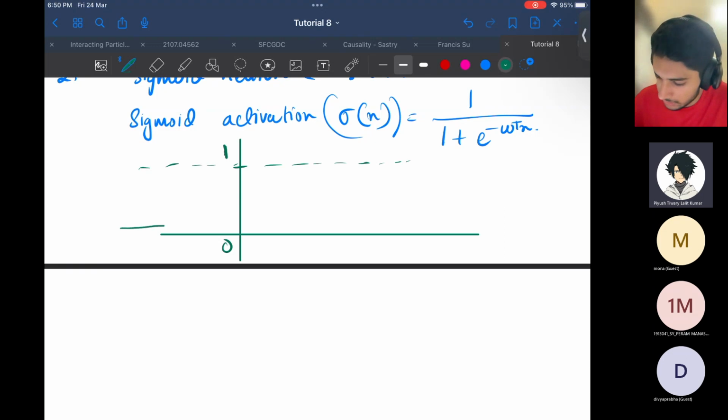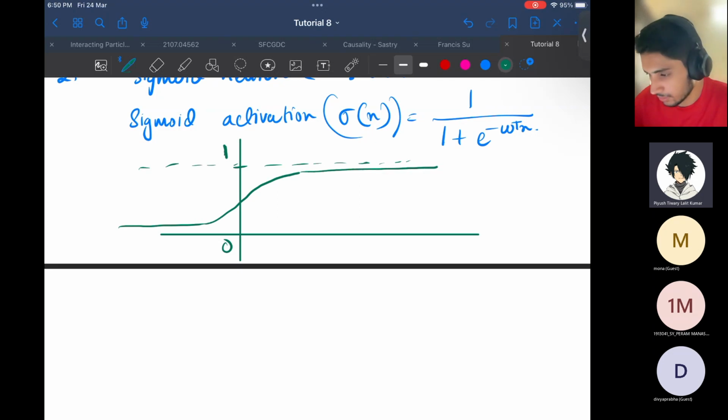And how does it look? It looks something like this. You do this and then something like this. So this is how the sigmoid activation generally looks. So can you see some point where you can say that the sigmoid function is saturated?